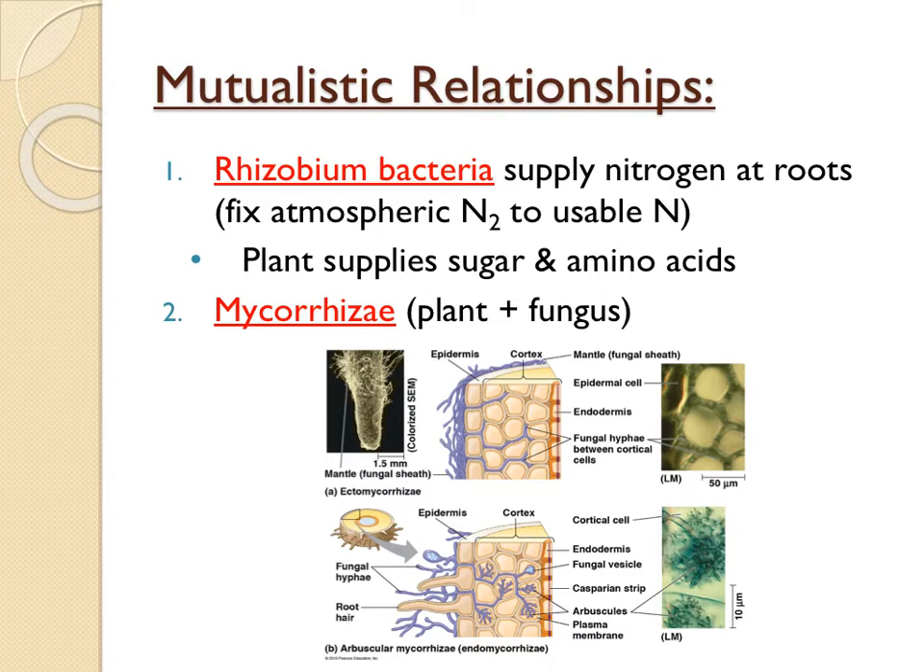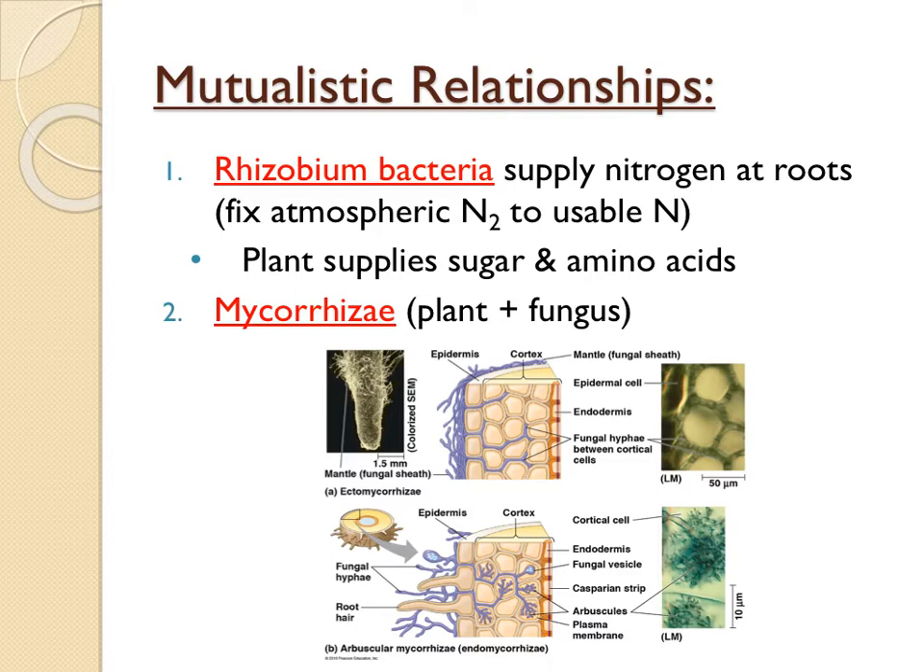For plants to be able to survive well, they involve mutualistic relationships with other organisms, notably bacteria and fungi. Rhizobium bacteria live within the roots of plants and are able to help convert atmospheric nitrogen, which is plentiful in the atmosphere, but plants can't directly use that form of nitrogen. Instead, they need nitrates, and so the rhizobium bacteria help plants by converting atmospheric nitrogen into nitrates. And in return, plants provide sugar and amino acids.